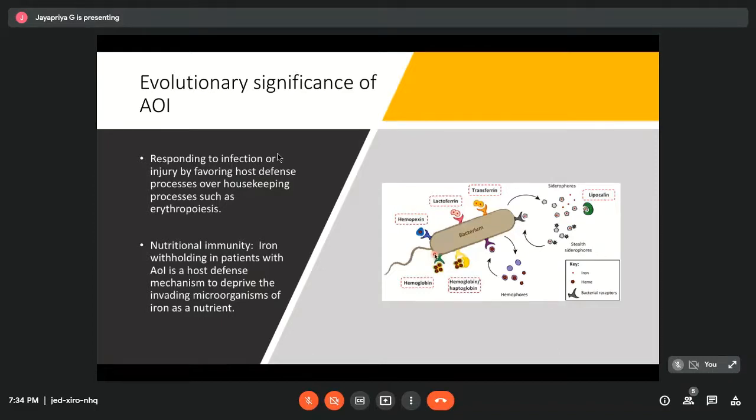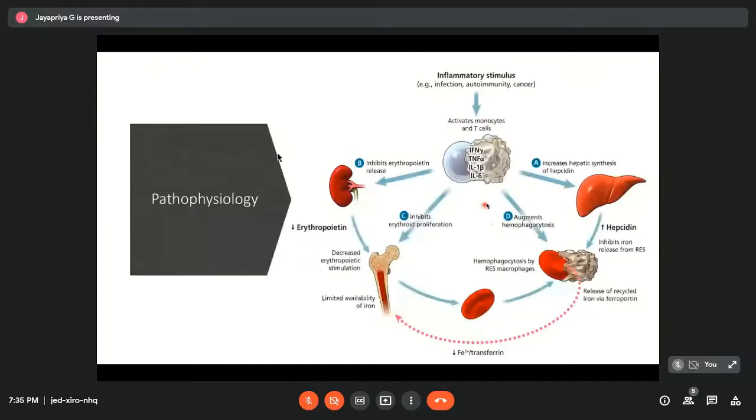Now, coming to the pathophysiology, as already said, all these chronic conditions have a basic inflammatory pathogenesis. The fundamental pathology is caused by the various cytokines released by the inflammatory cells. So the major cytokines are interleukin 6 and tumor necrosis factor.